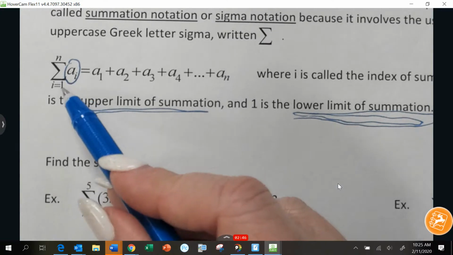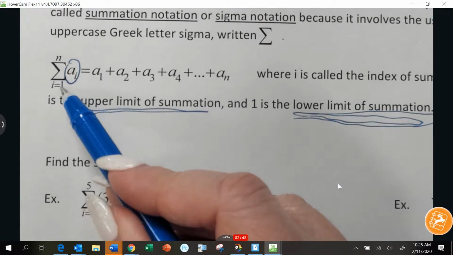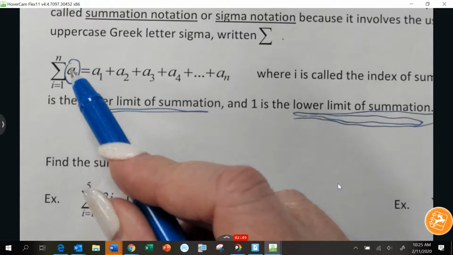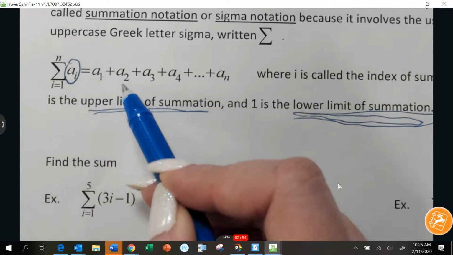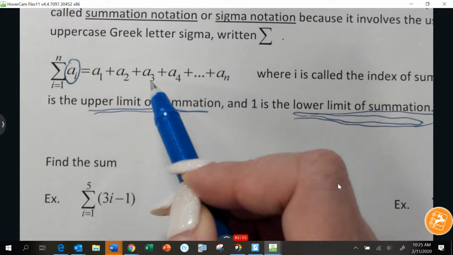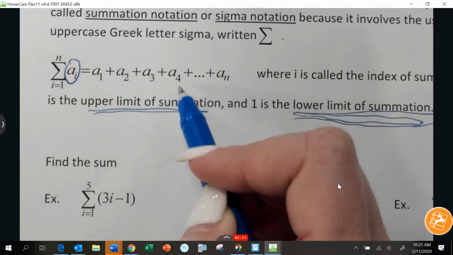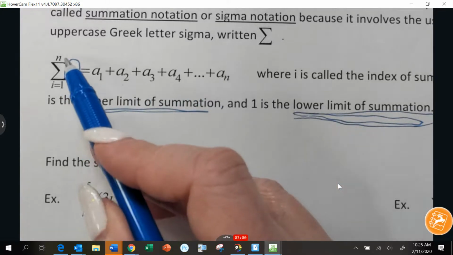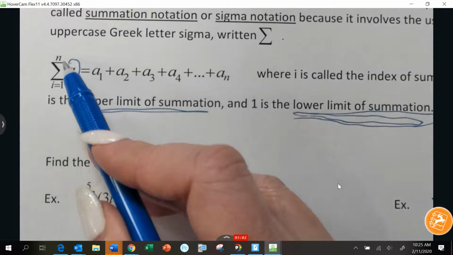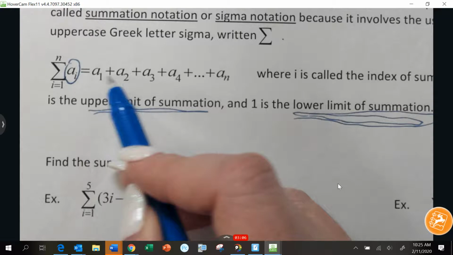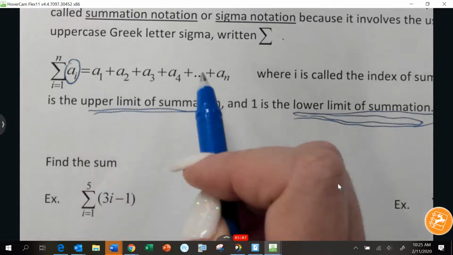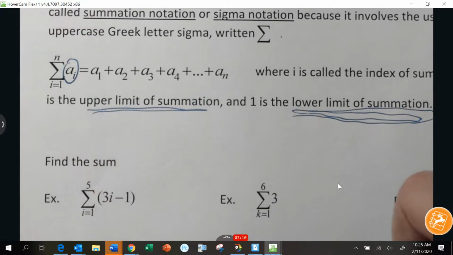So for this particular example, I'm going to plug in 1 first into the formula, and I'm going to find that first term. Then I'm going to plug in 2, and find that term. And I'm going to plug in 3, and find that term. And I'm going to keep doing it until I plug in the top number, which in this case is n, but it would actually be a number. And then we add up all those terms, and that's the answer.